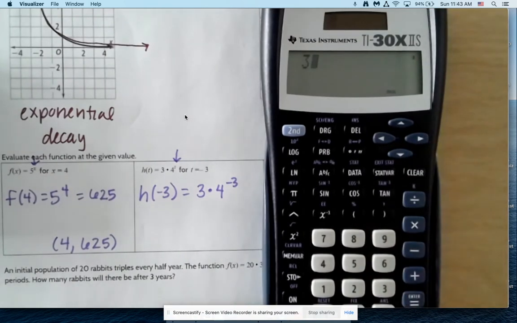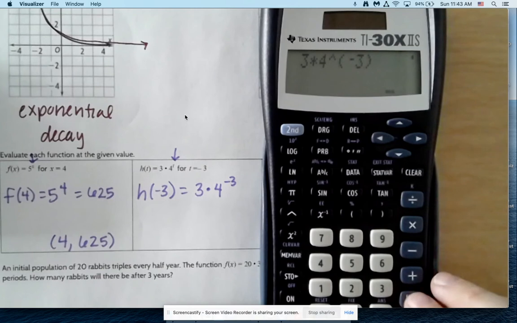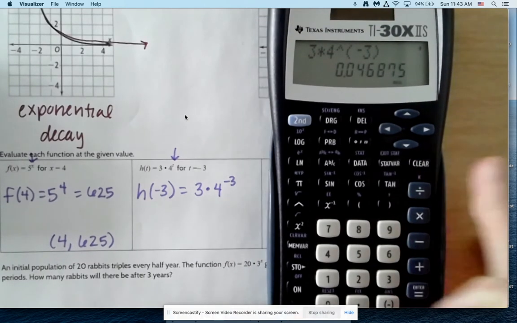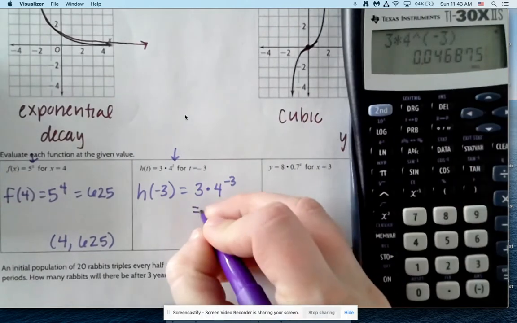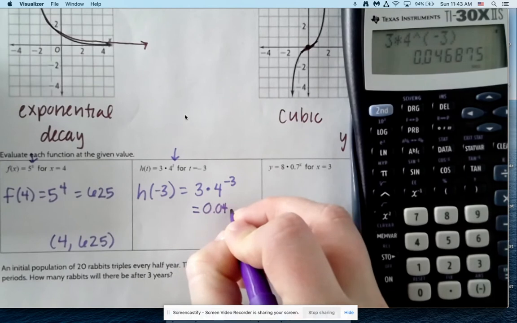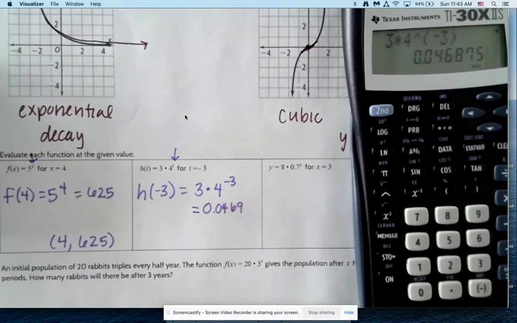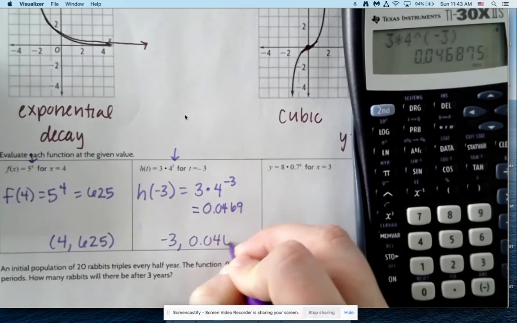3 times 4 to the power, parentheses, -3. And we're going to hit equals. And yes, decimals are okay for when we're graphing and when we have word problems because it just makes our lives a little easier. This equals 0.0469. Going to 4 decimal places is probably pretty accurate. So again, we plugged in -3 and we got out 0.0469.